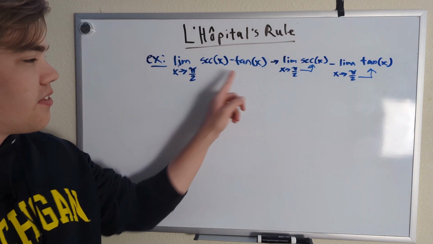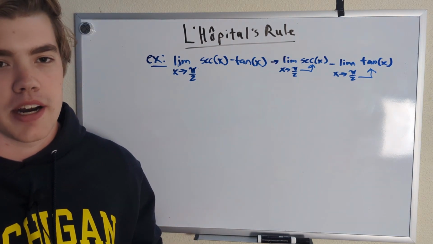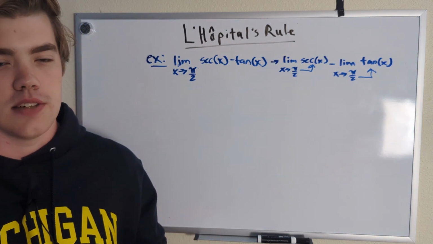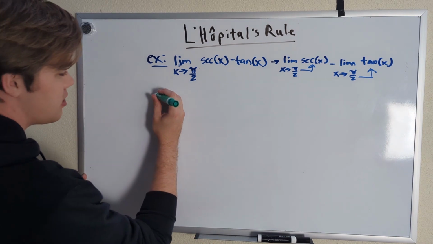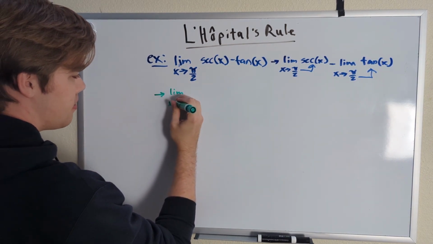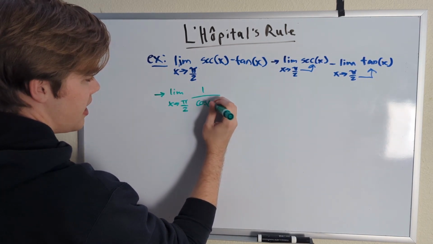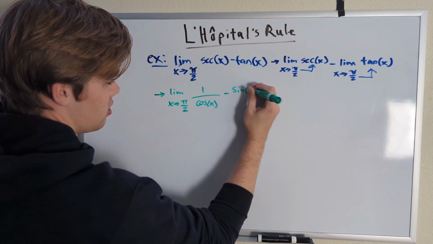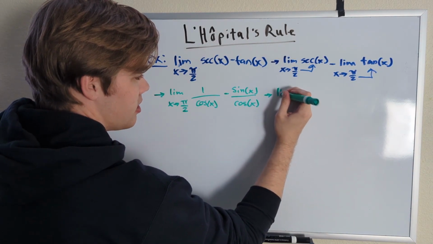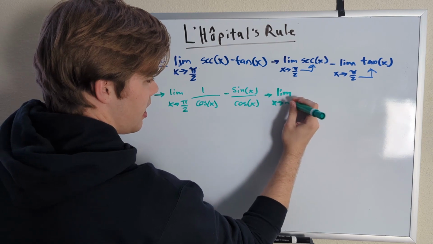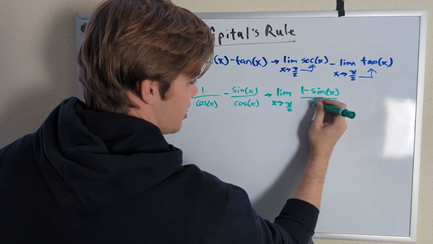The easiest way to get this into fractional form is to change this into its sine and cosine versions. Remember, secant of x is equal to 1 divided by cosine of x, and tangent of x is equal to sine of x divided by cosine of x. So we can combine those fractions since they have the same denominator. Let's write it out so you have an idea what this looks like. So this will now turn into the limit as x approaches pi over 2 of 1 over cosine of x minus sine of x divided by cosine of x. Now let's combine these since they have the same denominator. This now turns into the limit as x approaches pi over 2 of 1 minus sine of x divided by cosine of x.